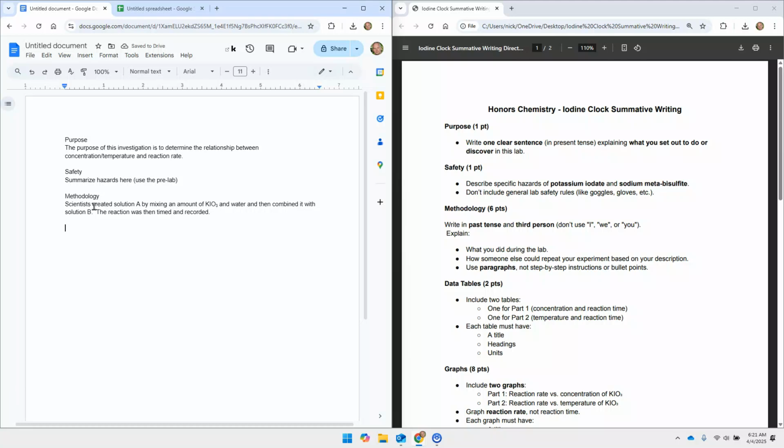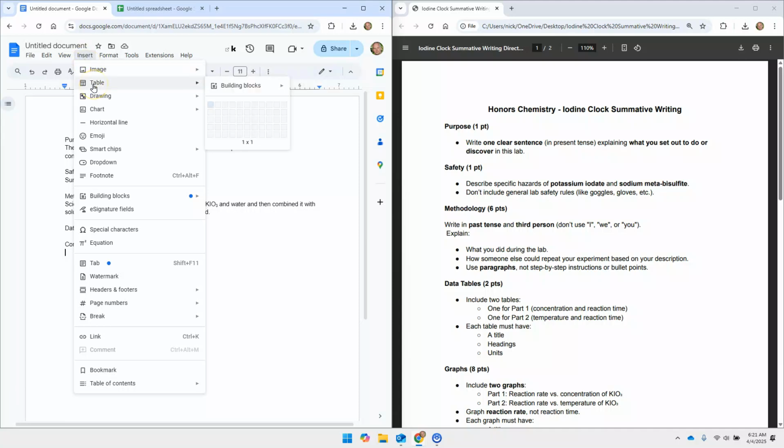All right, the next section is going to be the data tables for part 1 and for part 2. For part 1, it's just going to be concentration and reaction time, and then for part 2, it will be temperature and reaction time. So for part 1, that was concentration and reaction time. You could honestly just call that your title if you'd like, and then I'm going to insert my table. I did different concentrations, times, and then we're going to add another section here for reaction rate.